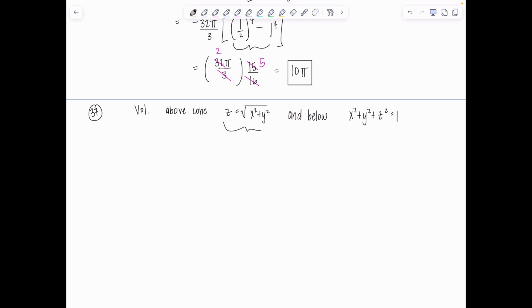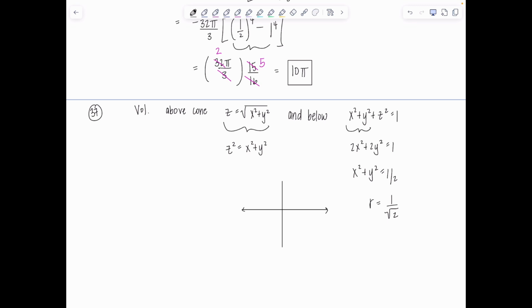Because then you have to find the base region in the xy plane. So then you have z squared equals x squared plus y squared. So then you're going to have 2x squared plus 2y squared is 1. So x squared plus y squared is 1/2. So the radius is 1 over root 2. So then your base region in the xy plane is that circle.